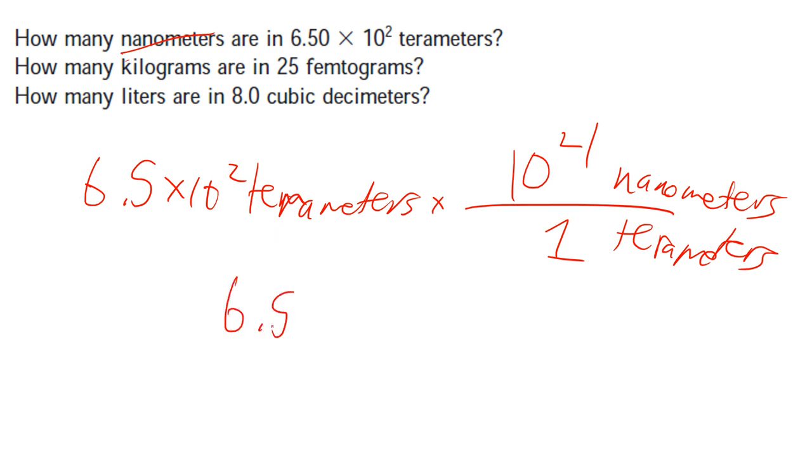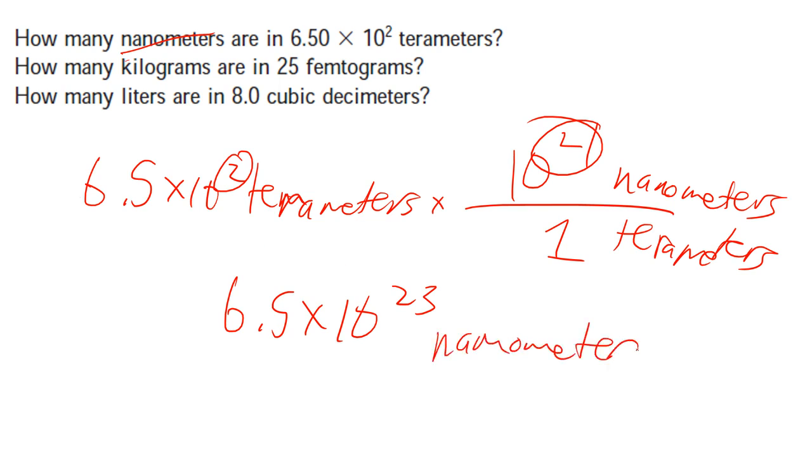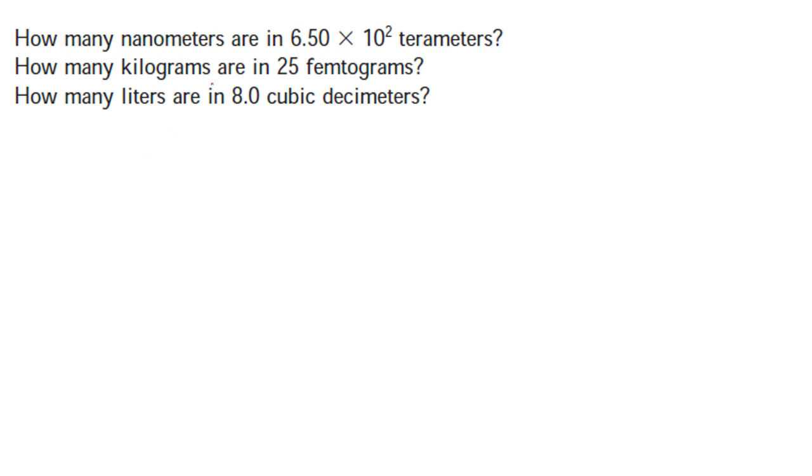It'd be 6.5 times 10 to the 23, okay? Because you just add the 2 with the 21, because you're multiplying. That'd be how many nanometers you have. So it's a huge number. Good. Next one, how many kilograms are in 25 femtograms? Okay, 25 femtograms.